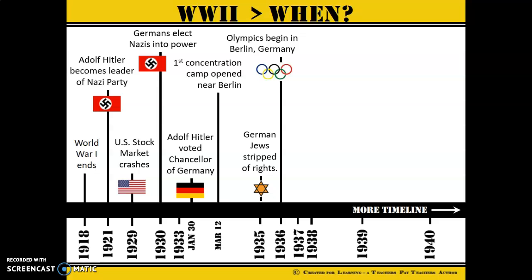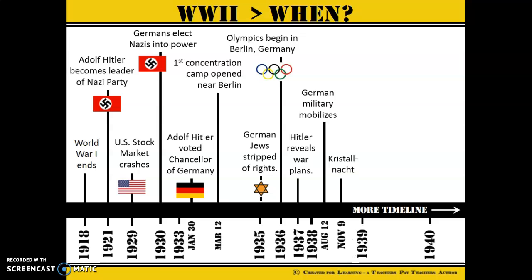In 1936, the Olympics begin in Berlin, Germany. There's a concentration camp already opened, and 3 years later we have the Olympics, and not many people really knew exactly what was going on in Germany. They kind of hid it. And then in 1937, Hitler reveals his war plans, and a year after that, his military begins to mobilize in 1938.